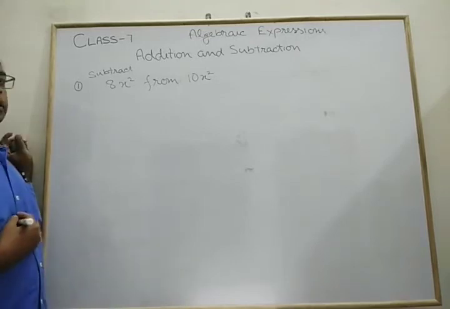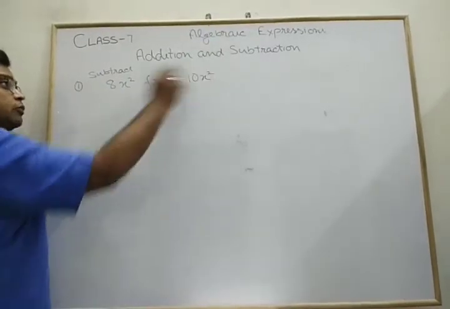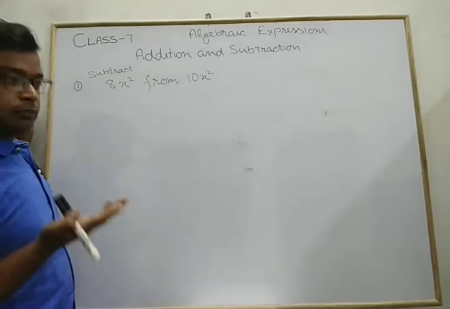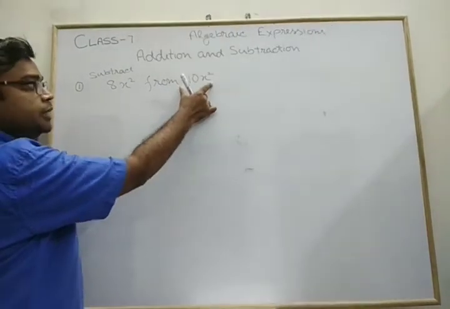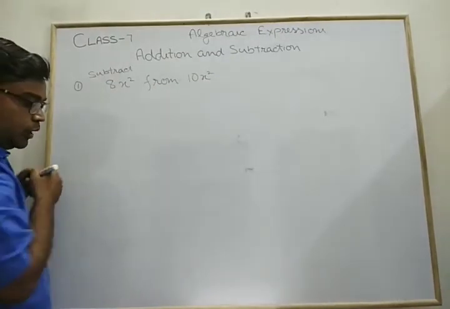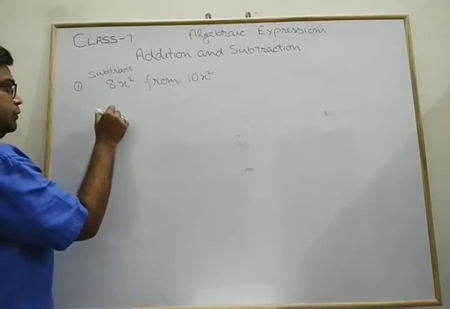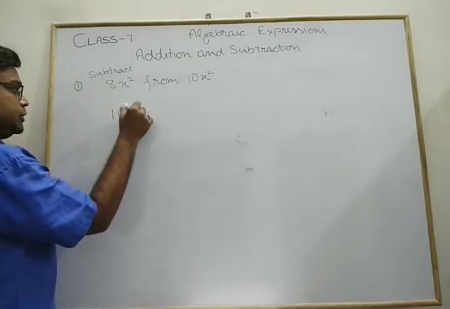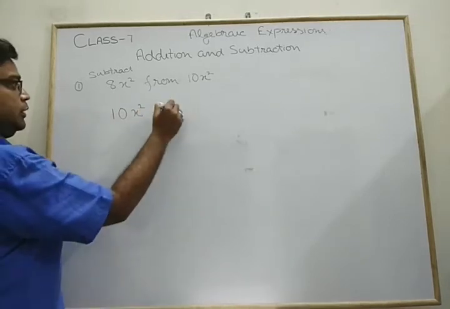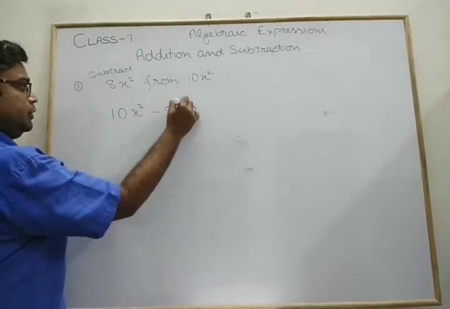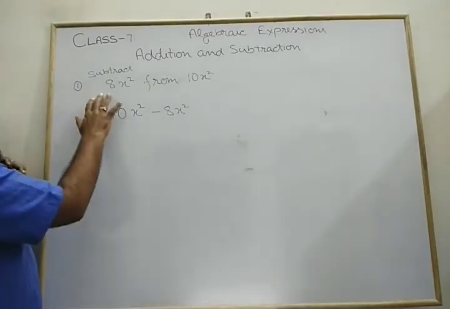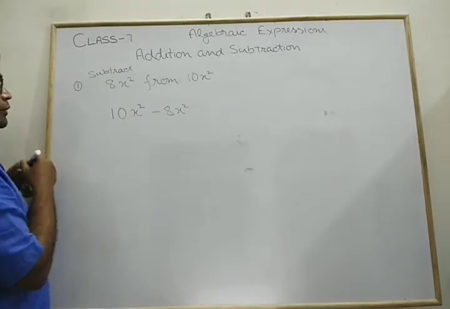What does it mean? Out of 10x square, the second part, you have to subtract the first part. So how will you write? You write likewise 10x square; out of 10x square, subtract minus 8x square. This statement says about this one. So subtract 8x square from 10x square.